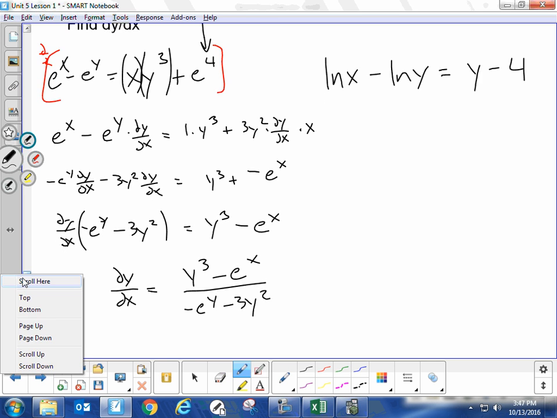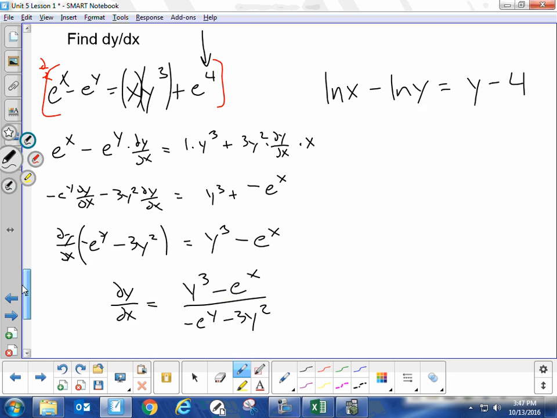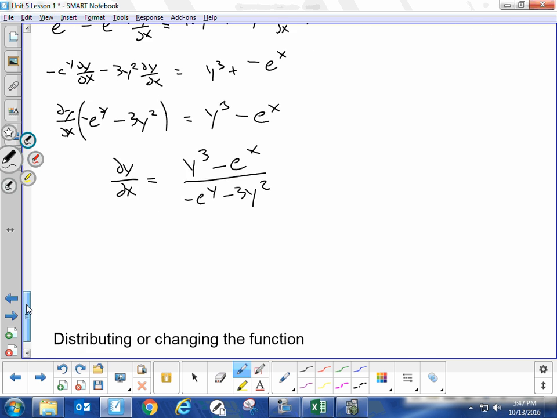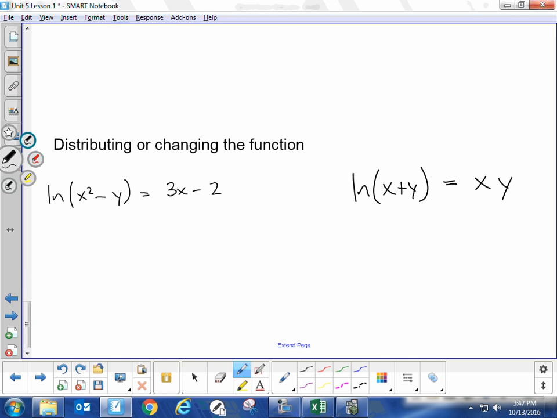Now, let's look at the next set. I'll show you this on the video. I'm going to do that example that I didn't get to, this example, and then another example over here. If I have log of a quantity, there's two ways to do this. We could either distribute after we take the derivative, or we could actually change the function. I'll look at this one over here. I could take the derivative of this one.